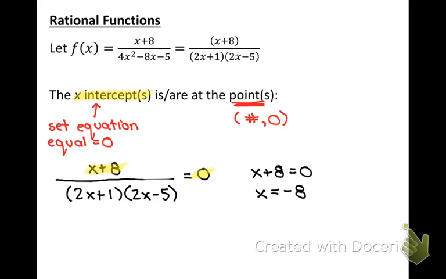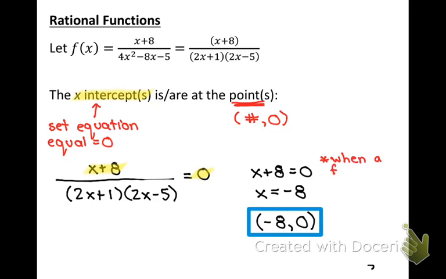Not done quite yet, though. Because remember, I have to write this as a point. So I'm going to have negative 8, comma, 0. Let's make ourselves a little note here on the side too. When a fraction equals 0, set the numerator equal to 0 and solve. So no need to worry about that denominator when we're talking about the x-intercept.